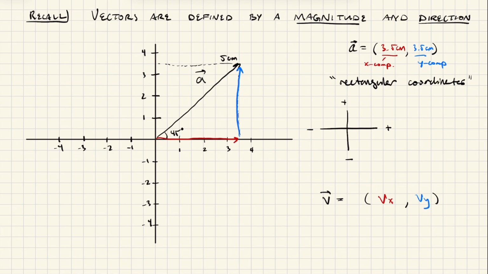And so in this form, right, we can just read off these components, draw them on our Cartesian plane, and then figure out what the vector looks like by doing the vector sum, kind of like what we've done here on the left-hand side.